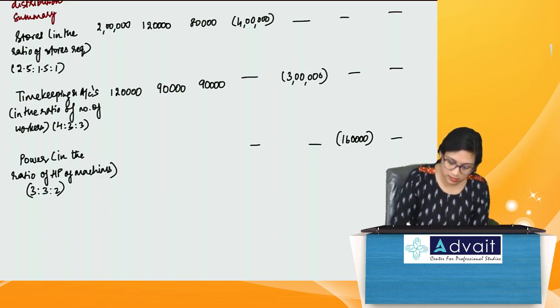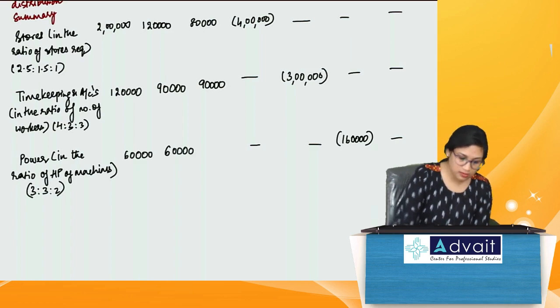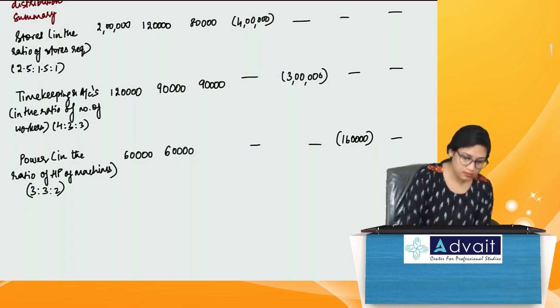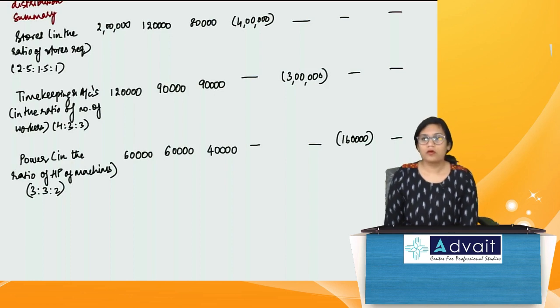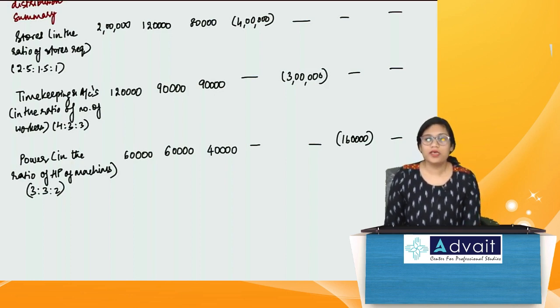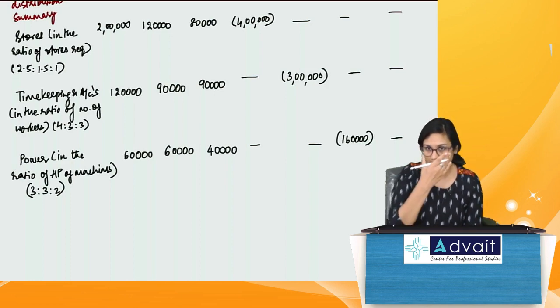First one is 60,000. Second one is 60,000. Last one is 40,000. See if you've got this.